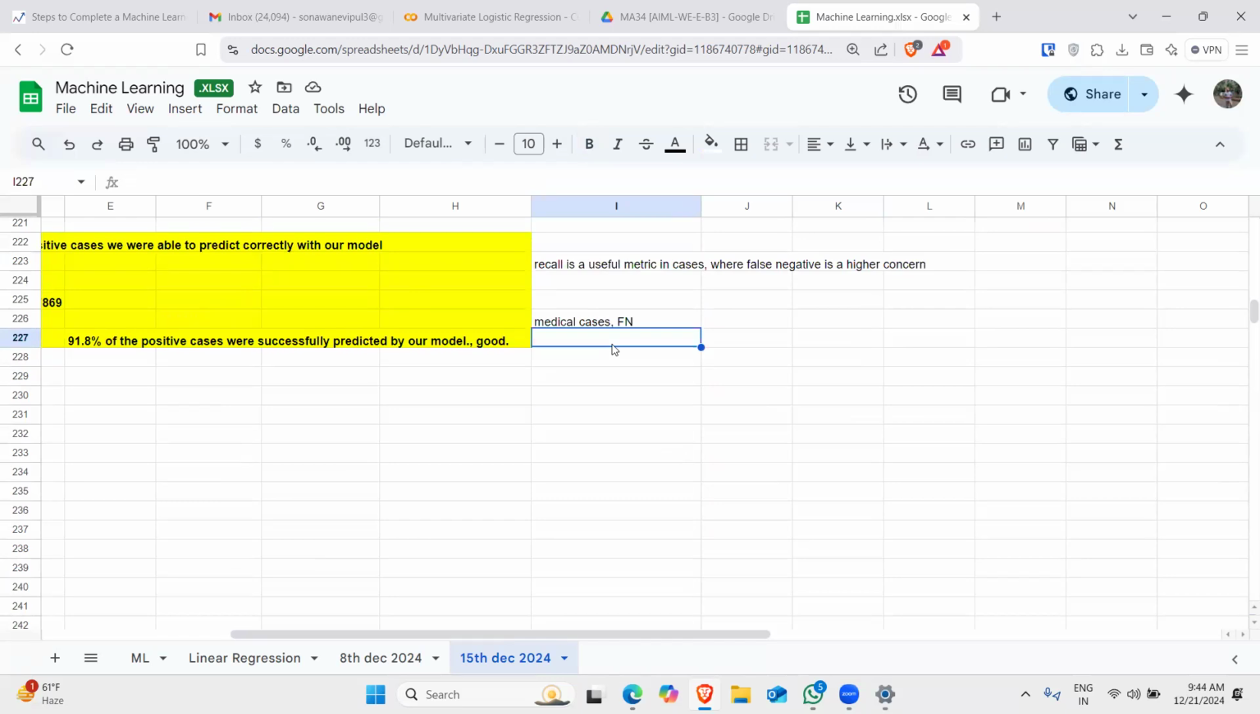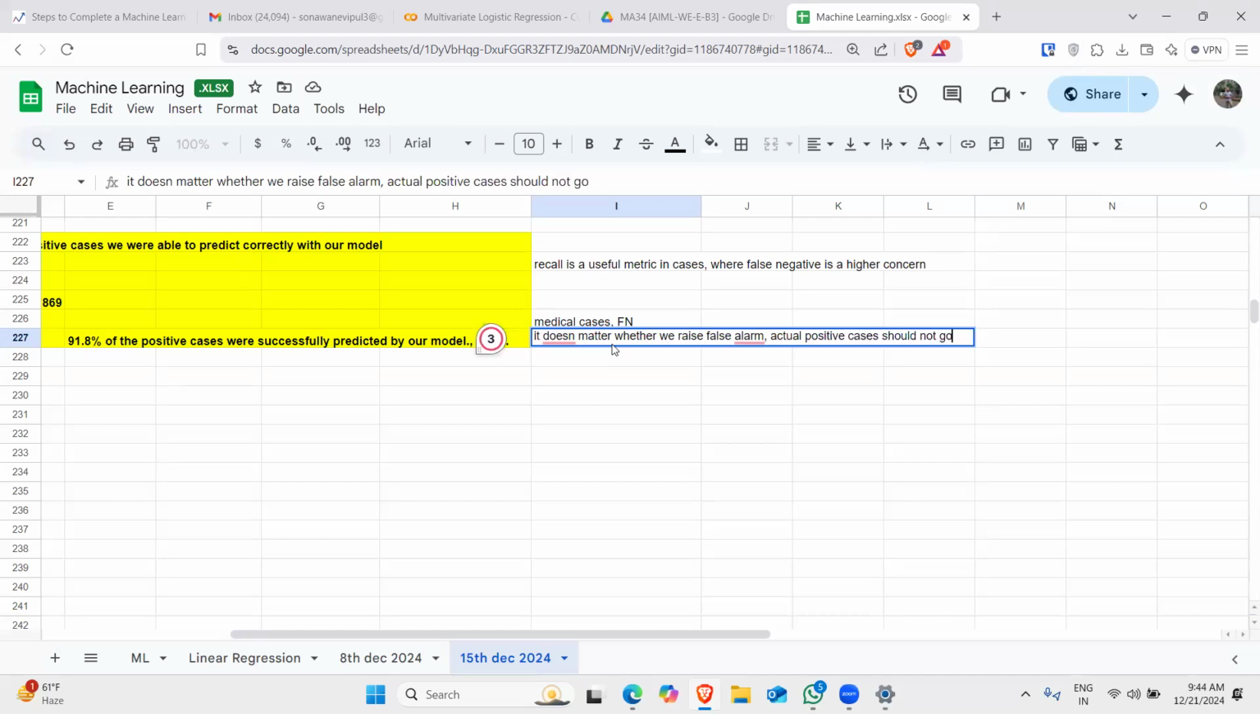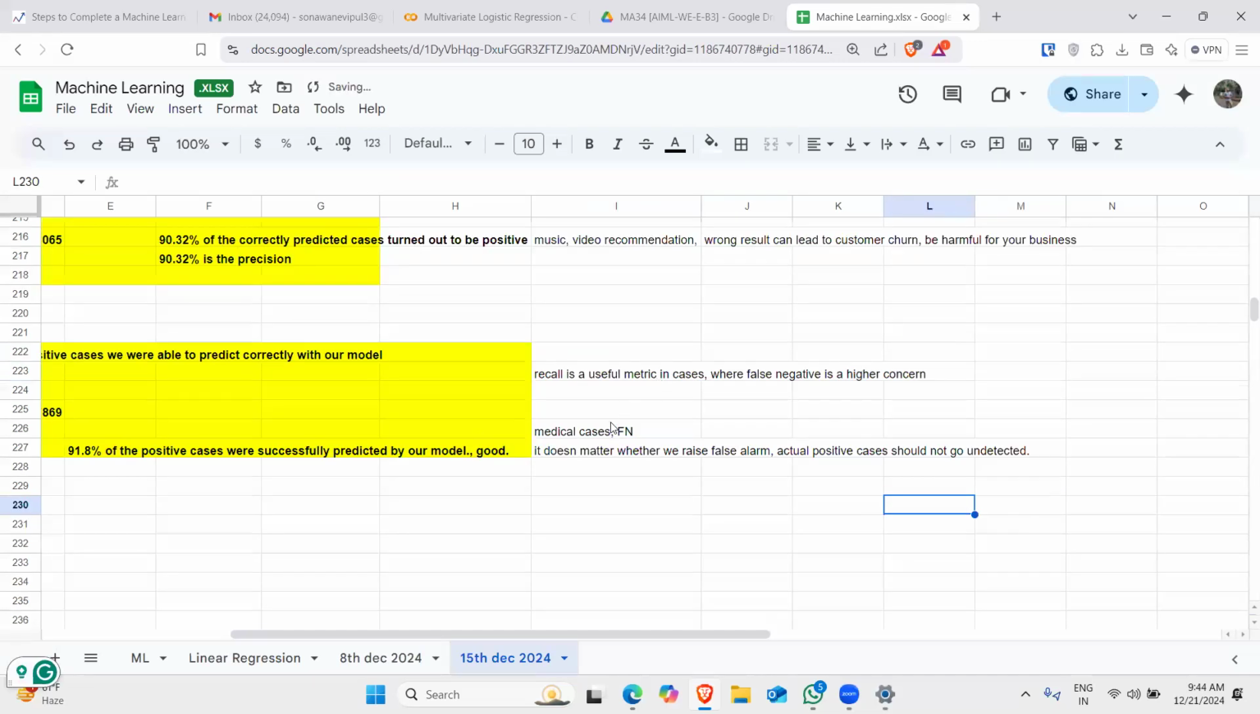Yes or no? So it doesn't matter for me whether we raise a false alarm. False alarm in the sense that actual positive cases should not go undetected. Undetected means a person having the disease should not go undetected. Detected, right? It will be fine.